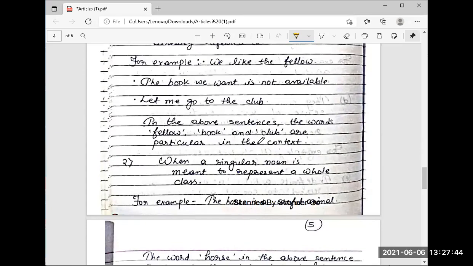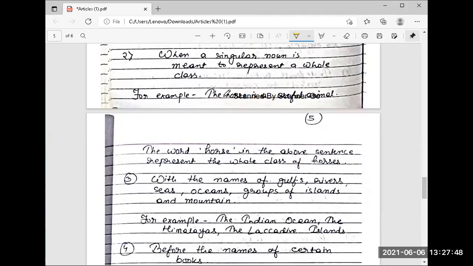When a singular noun is meant to represent a whole class. I'm not getting this. The horse. Let me, I will just wait a minute. Okay, just wait a minute.